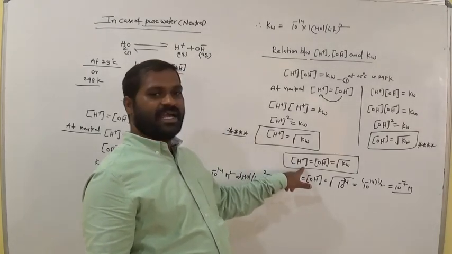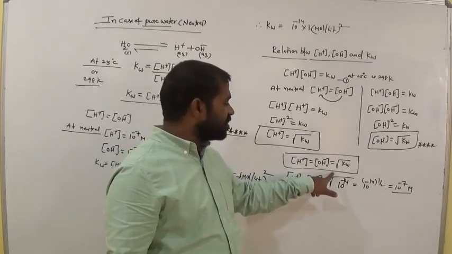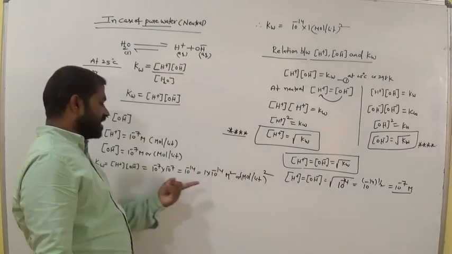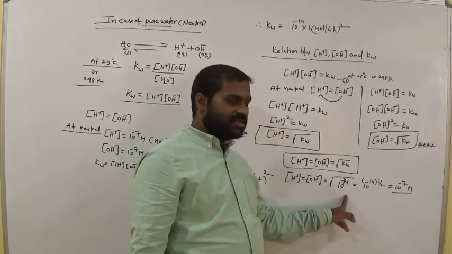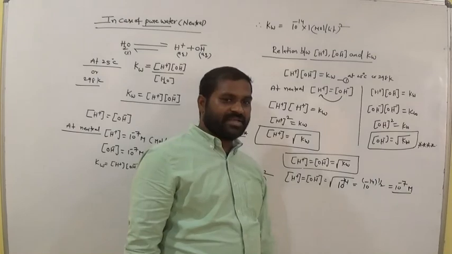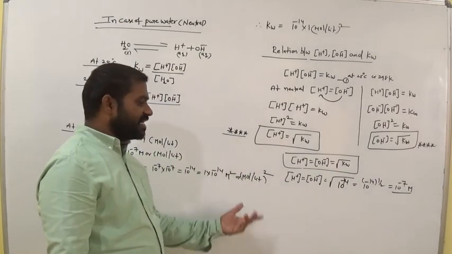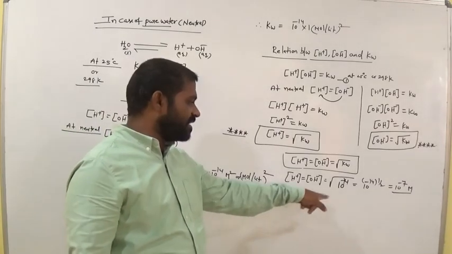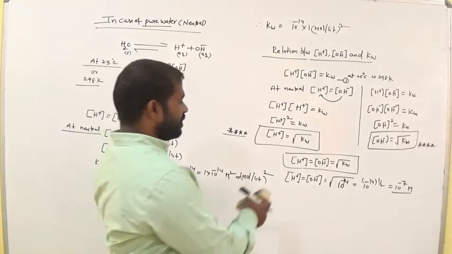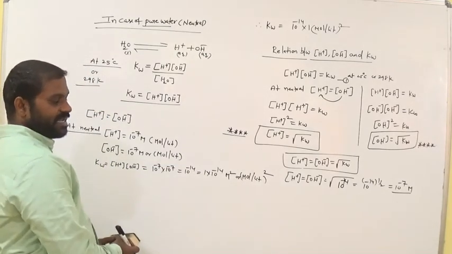This is the relation. At neutral condition, the molar concentration of H plus equals the molar concentration of OH minus, which equals the square root of Kw. We already know the value of Kw, that is 10 power minus 14. Keep that value here. So now the square root of 10 power minus 14 gives 10 power minus 7. So finally both concentrations are equal, 10 power minus 7 and 10 power minus 7. That is the reason why the molar concentration of H plus and OH minus is 10 power minus 7. Is it clear, everyone? We just remember these two formulas. Very useful for calculation purposes.